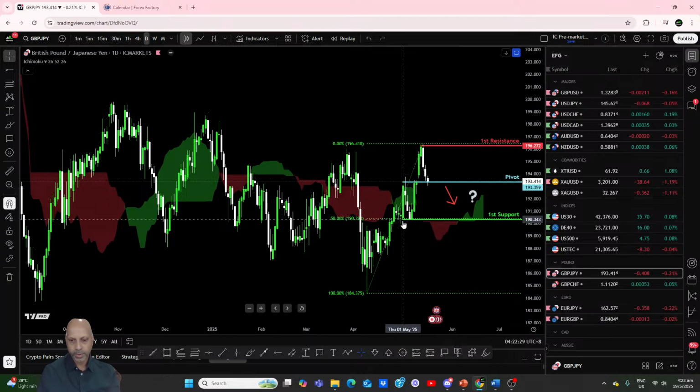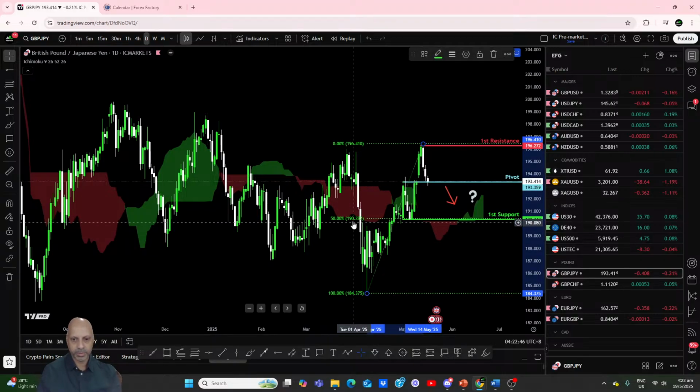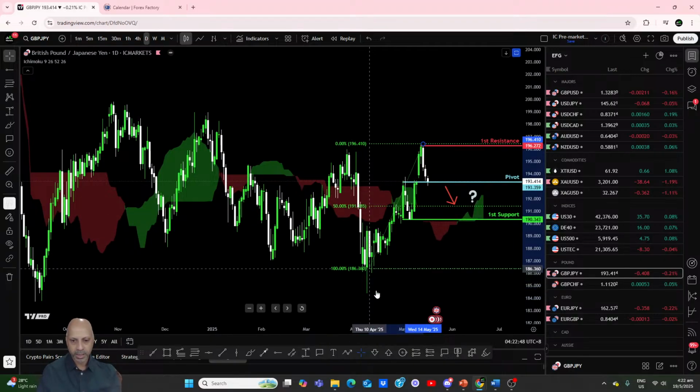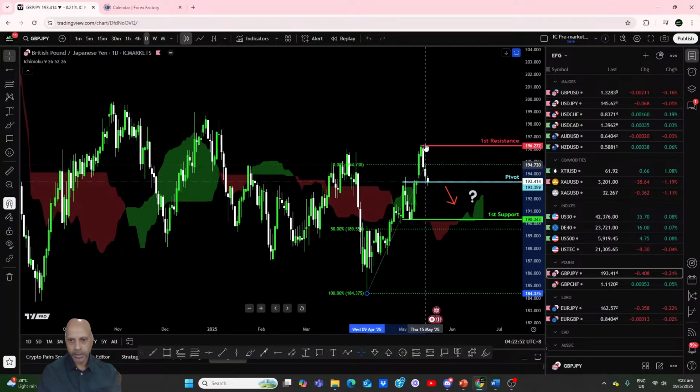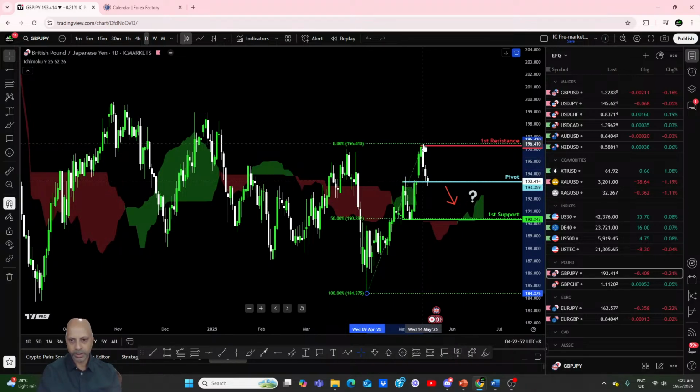So if you do see this bearish breakout materialize over the course of this week, we can target close to the first support as a potential take profit target area. It's a multi-swing low level that's accompanied by a Fibonacci retracement at 50%. Of course, we found this retracement beginning from this swing low on 9th of April and going up to the swing high on the 14th of May.